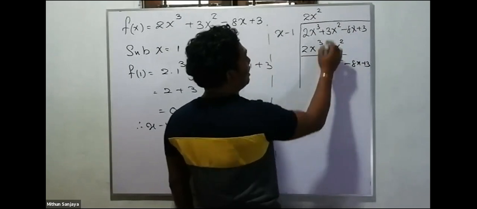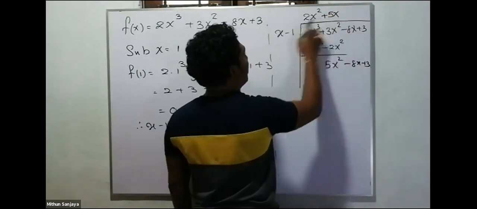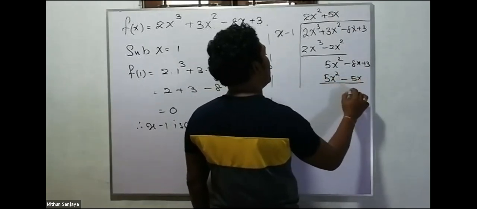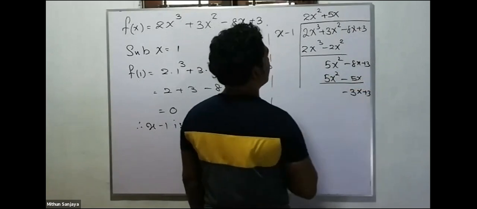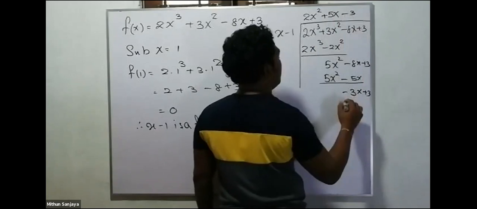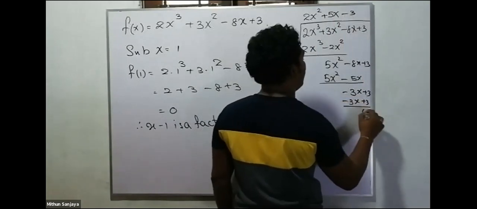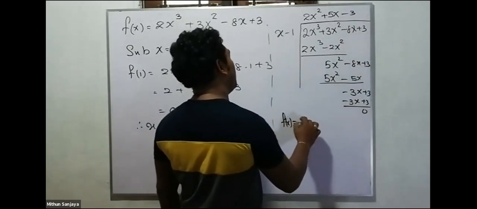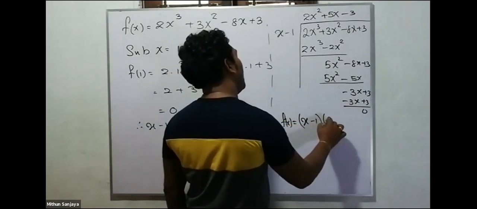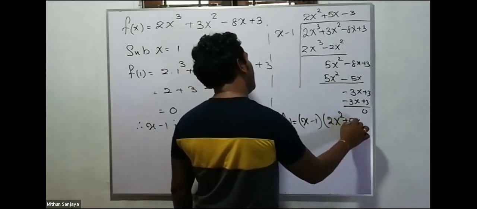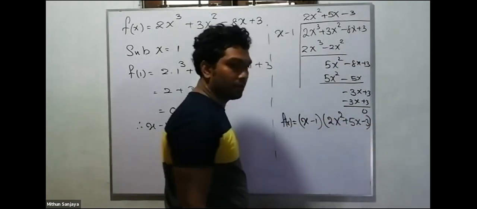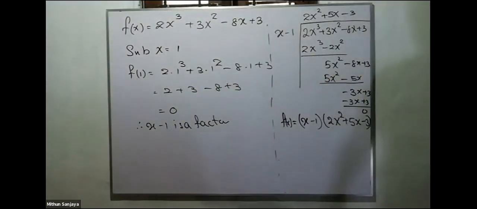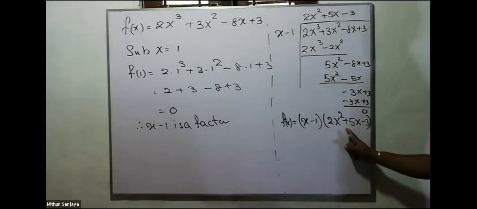Now we need to get the 5x², so here we put 5x. 5x times x − 1 is 5x² − 5x. Here is −3x + 3, so we put the −3 there. Minus 3x plus 3 is 0. Now we can write f(x) is (x − 1) and the quotient 2x² + 5x − 3. Got that? Now we need to find the factors of this.